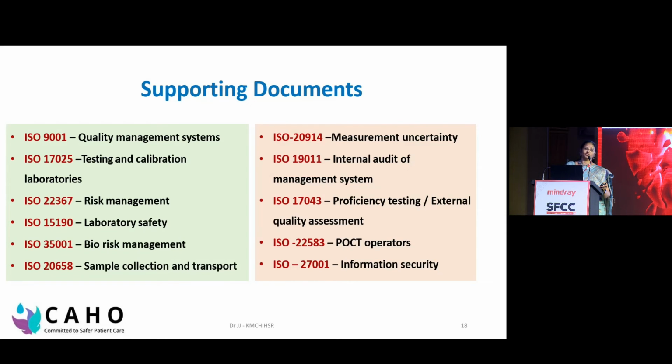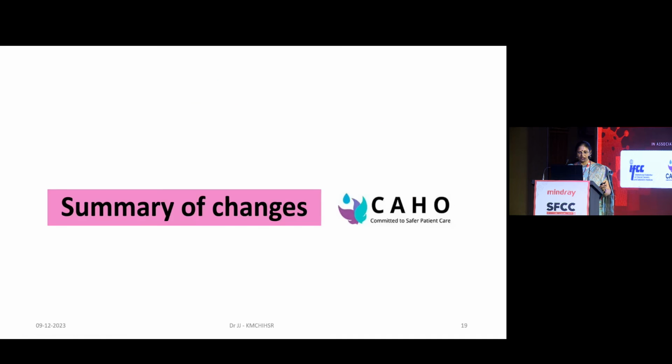17043, where it is important to look at proficiency testing and EQA, because it is no longer called interlab comparison. It is specifically mentioned as an external quality assurance program only. And for internal quality control, the IQC, you can define how many times and how you would do it based on a risk assessment in your own laboratory. Every assessor in the future is going to ask you how you derived this, how you are maintaining it, and how you would want to take it forward. And 22583 is about the POCT operator, and 27001 is looking at information security or cyber security.